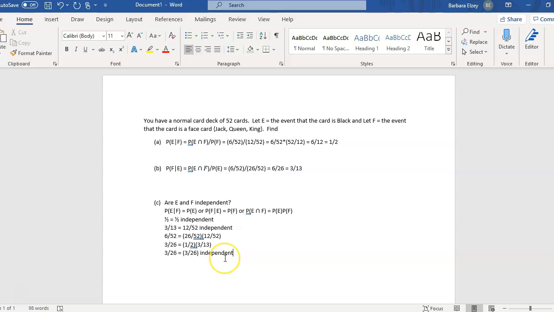And as I said again, independence is not necessarily intuitive. And so we have to go through one of these 3 formulas. And notice any one of them will prove independence. So it doesn't matter which one we use.